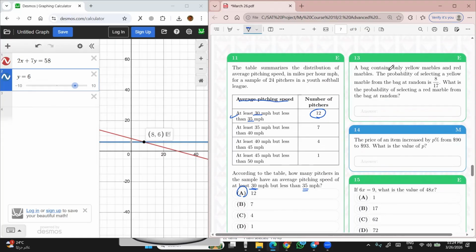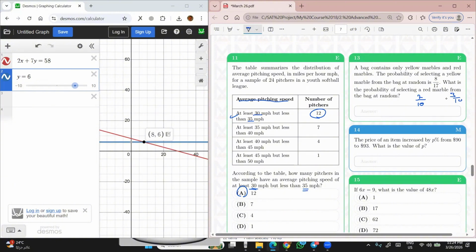A bag contains only yellow marbles and red marbles. The probability of selecting a yellow marble from the bag is 8/17. What's the probability of selecting a red marble from the same bag? So when the other probability is given, just subtract 1 minus the answer. For example, if your probability of winning a game is 7 out of 10, the probability of losing the game is 3 out of 10.